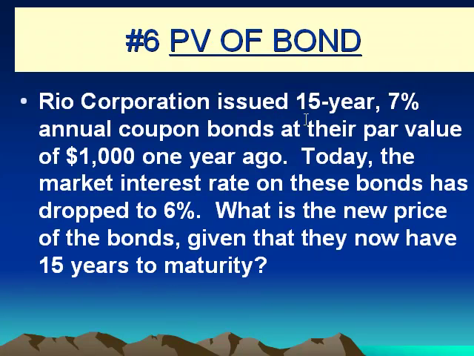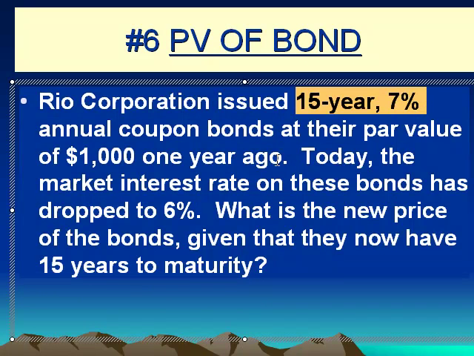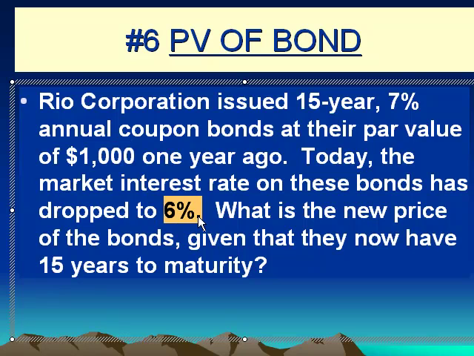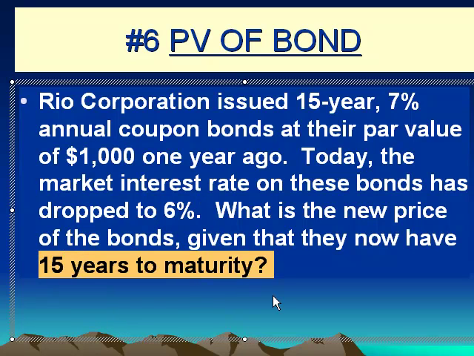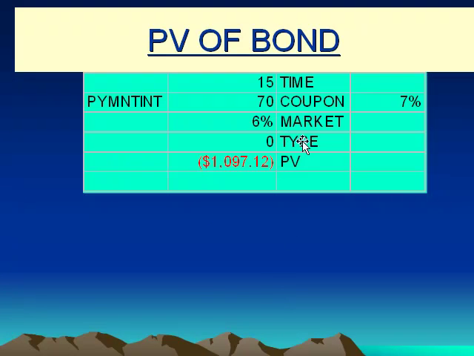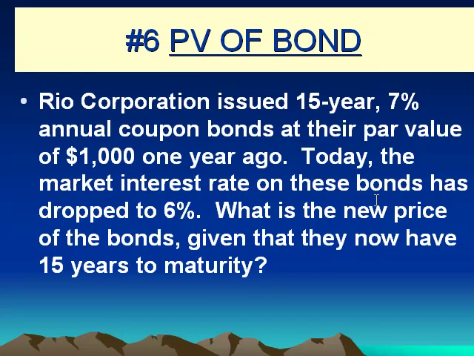Rio Corporation issued a 15-year, 7% annual bond of 1,000 1 year ago. Today the market rate is 6%. What is the new price now that they have 15 years to maturity? Again, a present value problem. Time is 15, coupon 7%, you're getting $70 per interest period. 6% is the market rate, type is 0, and future value is 1,000.